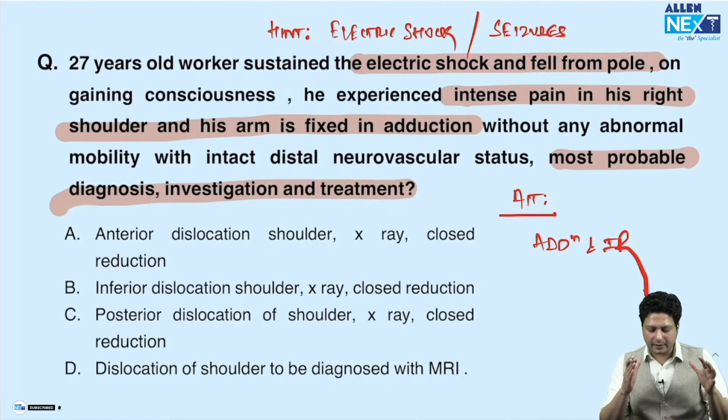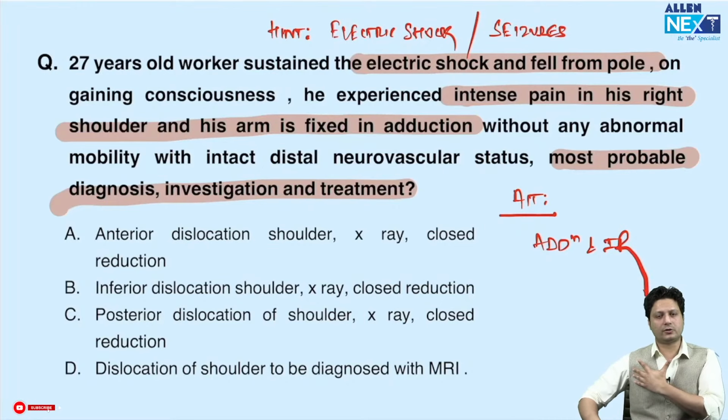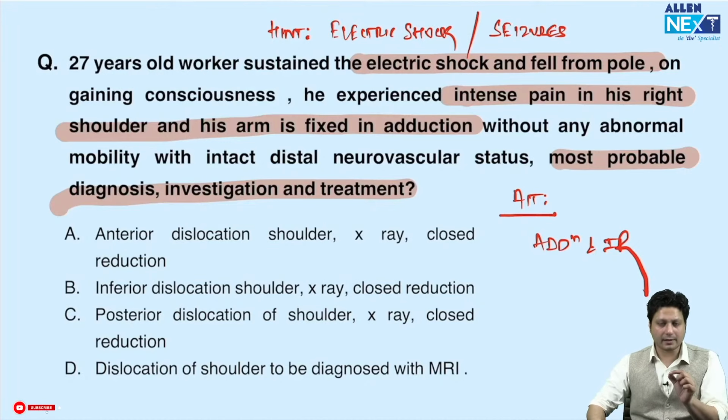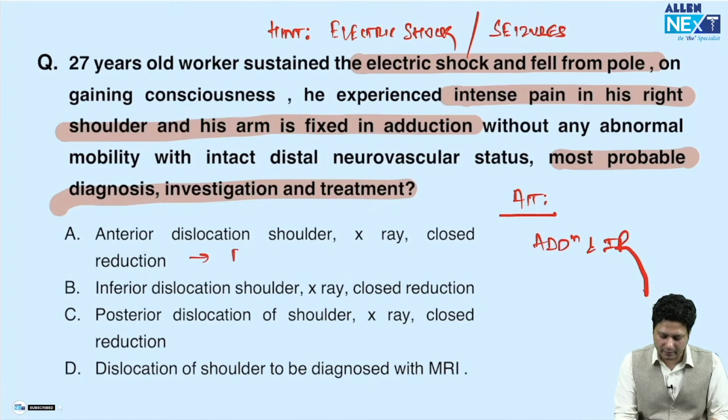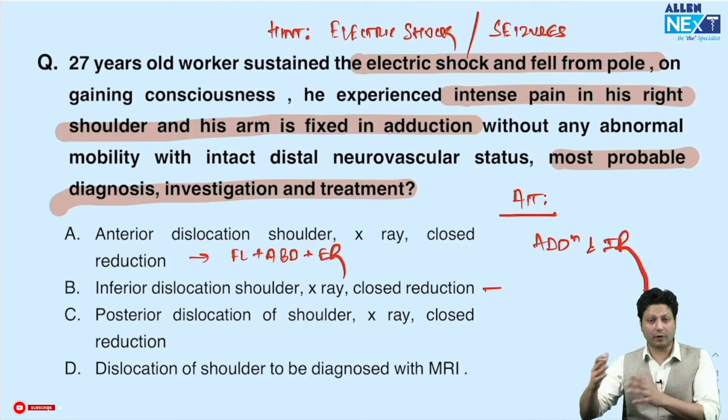Point number one, is it the anterior dislocation of the shoulder that you have provisionally diagnosed? X-ray or closed reduction? Obviously not. Then inferior dislocation of the shoulder. You know, inferior dislocation of the shoulder is when the patient presents with the overhead abduction of the arm. Anterior dislocation of the shoulder is when the patient presents with flexion, abduction and external rotation. All right. So both these two options are dicey, means you have not confirmed it yet.